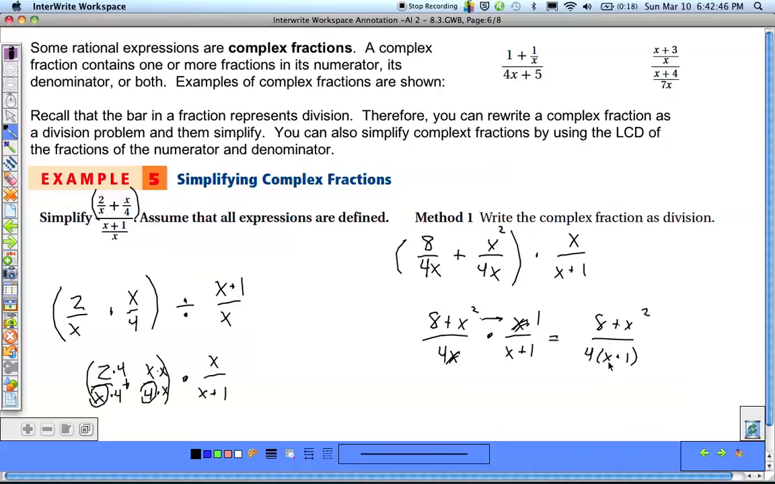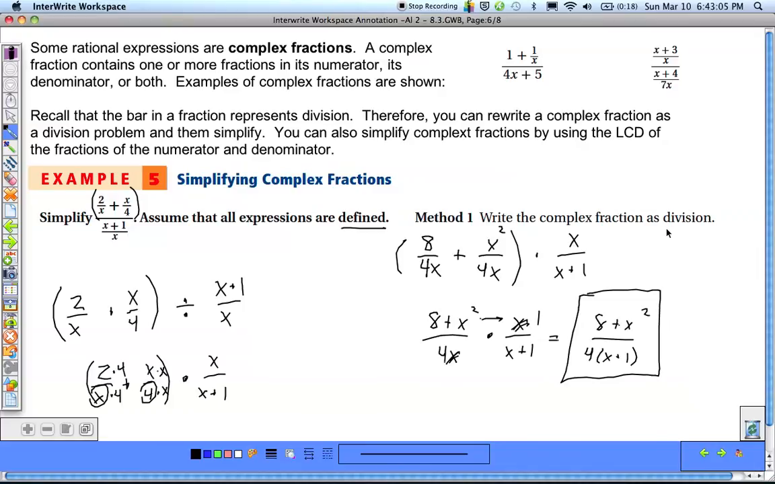You can go through and simplify out this denominator if you want to. You don't have to, though; we can leave it as that. It says assume that all expressions are defined, so we don't have to worry about where denominators would be equal to 0 within this problem. There's our final answer.